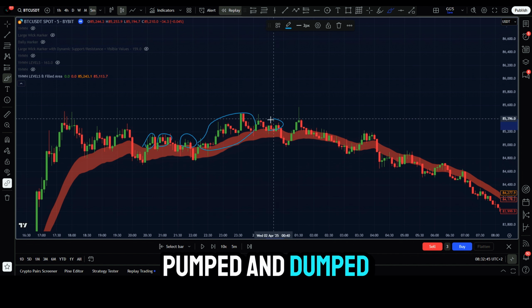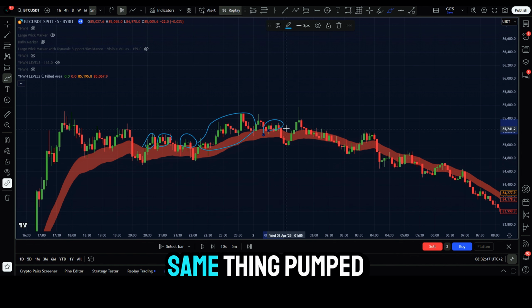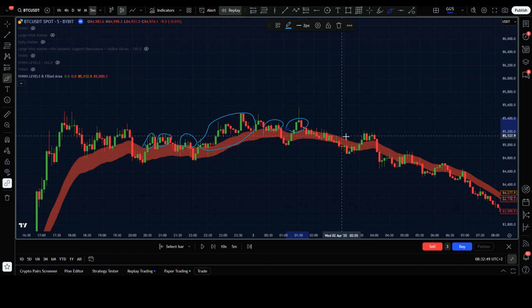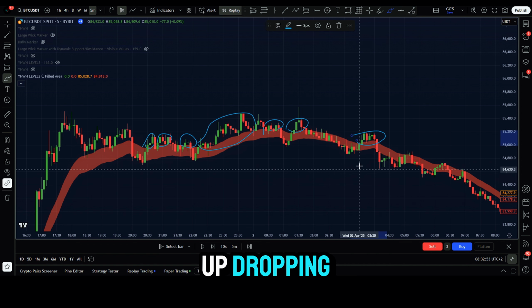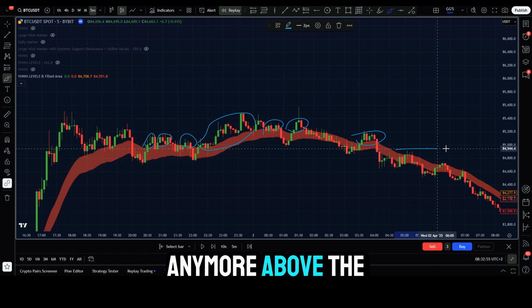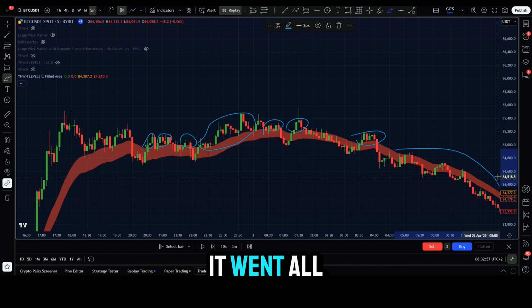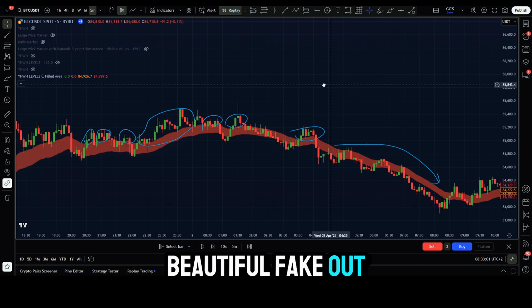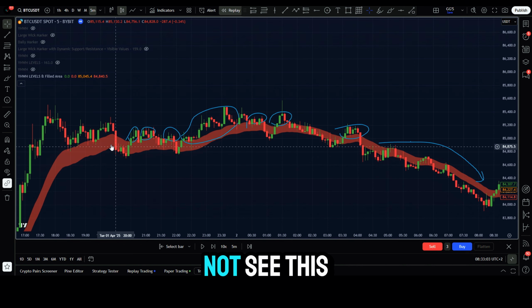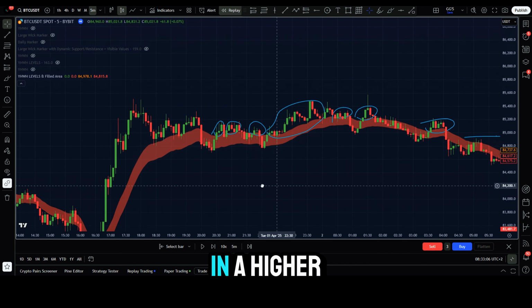Here, pumped and dumped above the field area. Same thing, pumped and dumped. Same thing here. And then at the end of the day, the market ended up dropping. You see that it didn't break anymore above the field area. It went all the way down. This is what we call a beautiful fake out. But you will not see this type of fake out in a higher time frame.